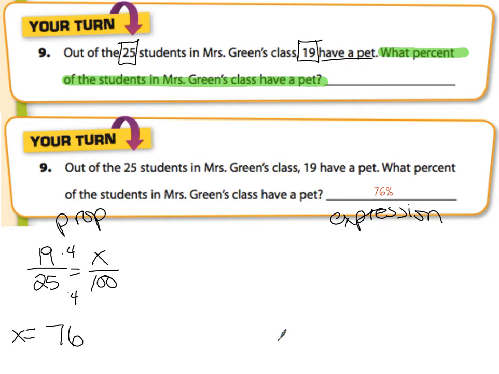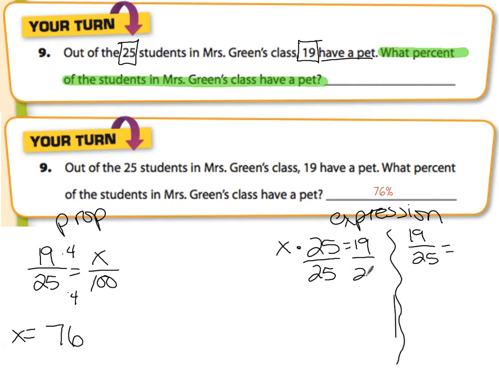You could have done this two ways. You could have said for the expression or the equation, that x times 25 gives you 19. Or you could have simply done 19 divided by 25. Either way, because that's what you end up doing, don't you end up dividing by 25? So x equals 0.76, which again gives you 0.76. So we know as a percent, we move that decimal twice to the right, and we get 76%.